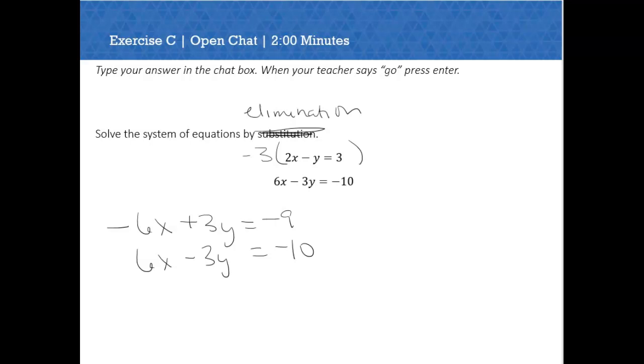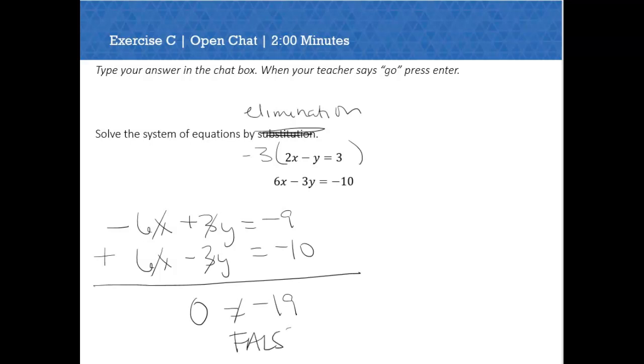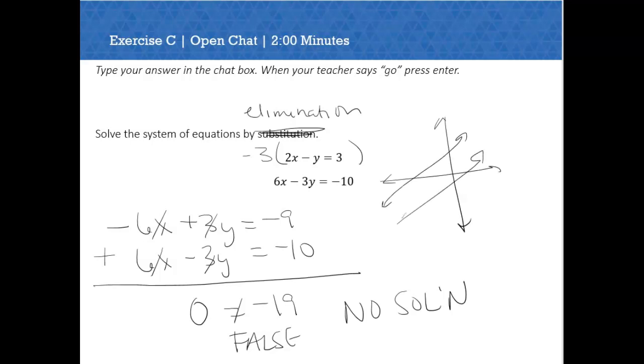I multiplied through by 3 so these coefficients would line up. So when we add these together, negative 6x plus 6x cancels. 3y, negative 3y is canceled. So we're left with a 0. And we get negative 9 and negative 10, which is negative 19. This is false. We ended up with something that's false. This is no solution, which means if we were to graph this, they are parallel lines. So if you get a false statement, that's no solution.